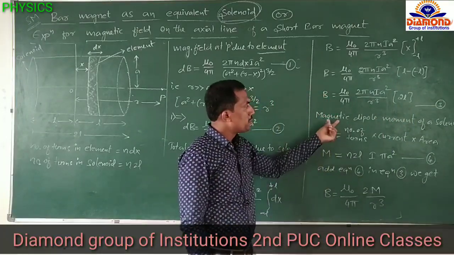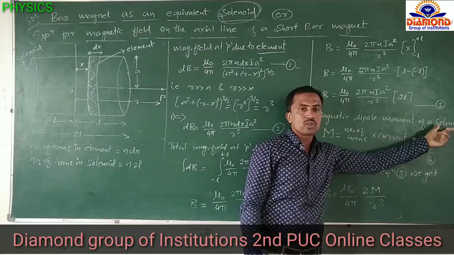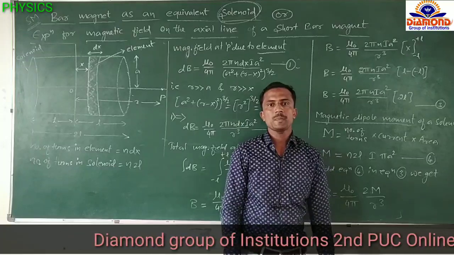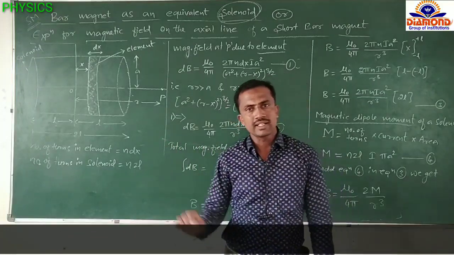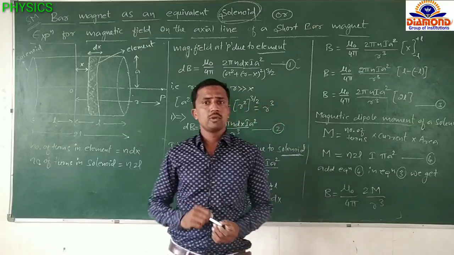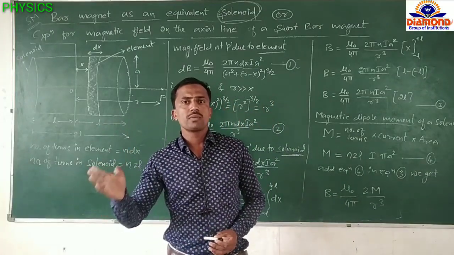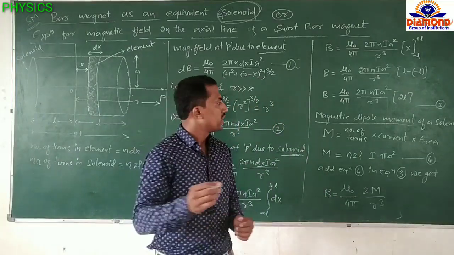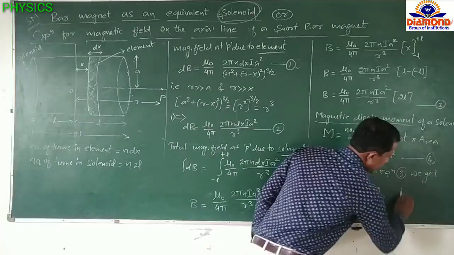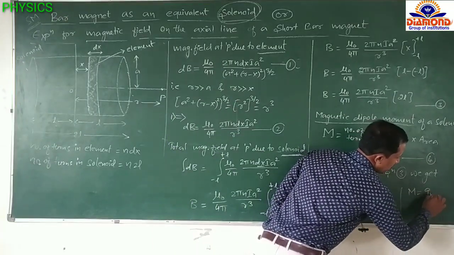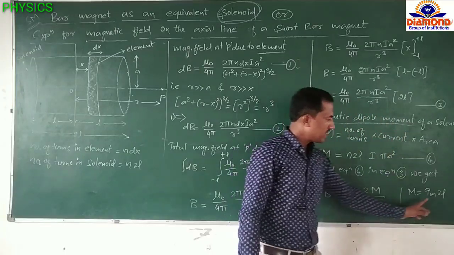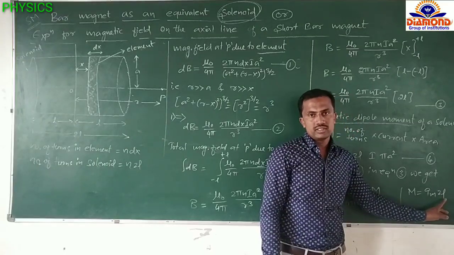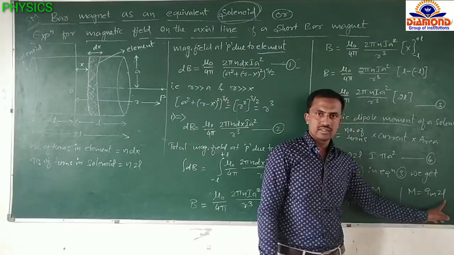Next we are using the magnetic dipole moment of a solenoid. In the last class we discussed the magnetic dipole moment. What is magnetic dipole moment? The product of pole strength and magnetic length is called the magnetic dipole moment. We write the equation: m is equal to qm into 2l. What is qm? Pole strength. What is 2l? The length of the dipole, or magnetic length.